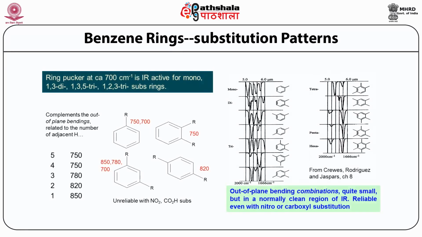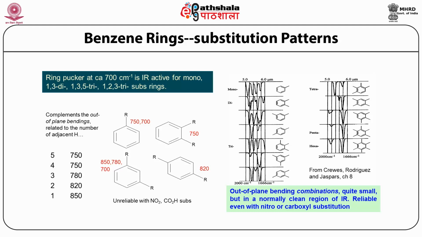We discuss the benzene substitution pattern. For example, if the benzene has one substitution or attachment of an R group, it gives peaks at 750 and 700, but if it is a two substitution, it gives a band at 750. Similarly, if the substitution is shifted to ortho, meta, or para positions, it has different intensity and frequency. These are the frequencies observed for the different substitutions of benzene.